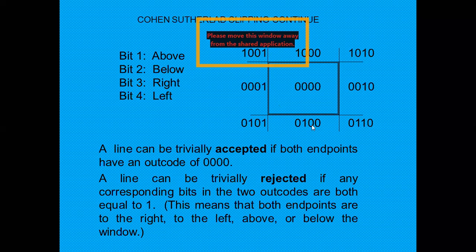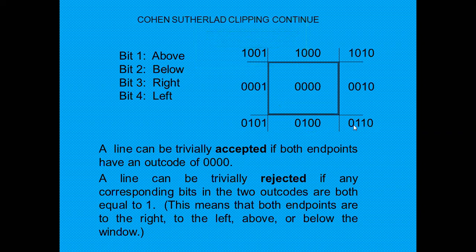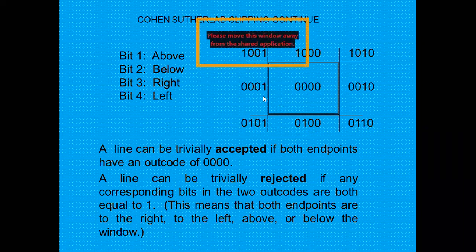And on the bottom side, the below side, you can see 0, 1, 0, 0, 0, 1, 1, 0, and like this. Now you can see here.